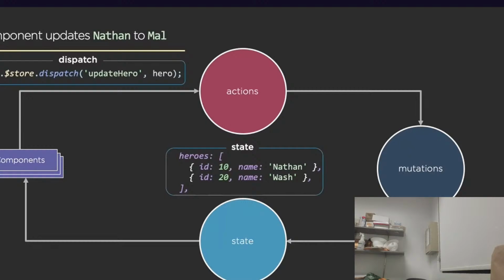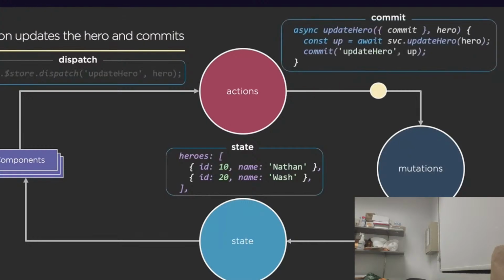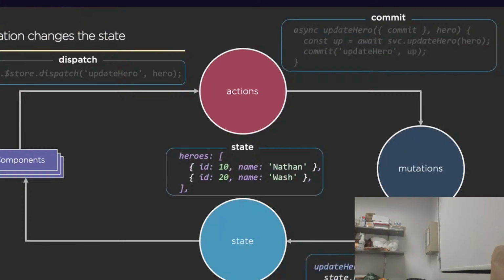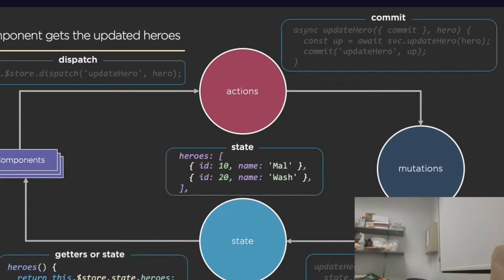That hero is called the payload. Then the action will then commit that change. So the first line of code up there is just making a call to perhaps Axios to update the hero on the back end. And then it uses this commit keyword, and we'll learn about that, that commits the change with our mutations. So we get back the updated hero and we update our state. So how does that happen there? That means that the mutations have to come back when the commit is called and actually replace the hero in the state tree. Once that changes, you'll notice the state tree changed to Mal, and then our component can just ask for or get, using a getter or a computed, the heroes out of the state.